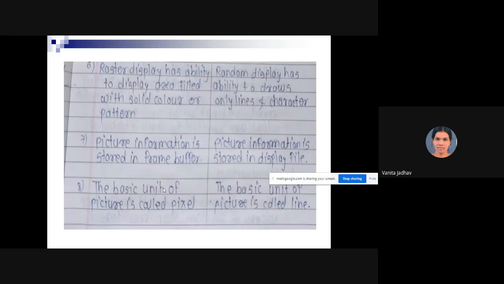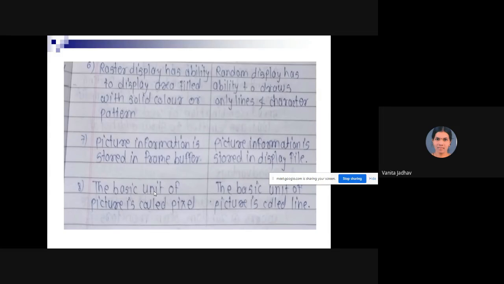And the last, simple difference: the basic unit of picture in raster is called pixel and the basic unit of picture in random is called line. So this I already discussed. So how we are drawing the picture in a raster, pixel by pixel, and how we are drawing the picture in a random, line by line. So hope with this you got a clear idea about raster and random.